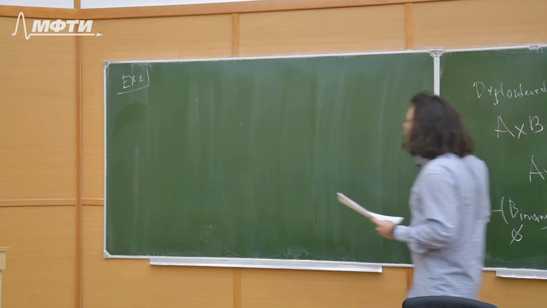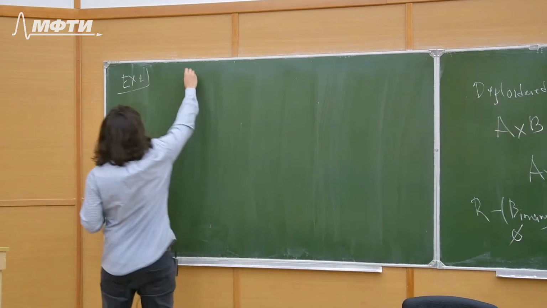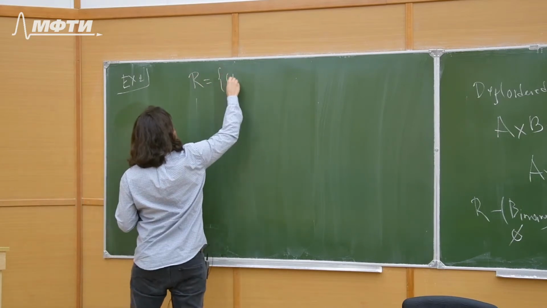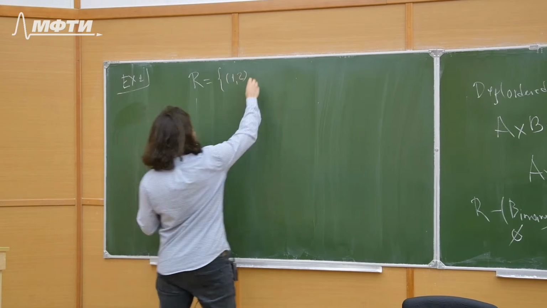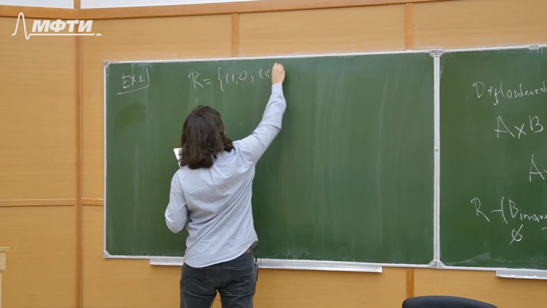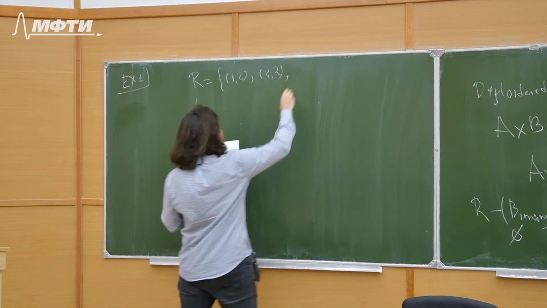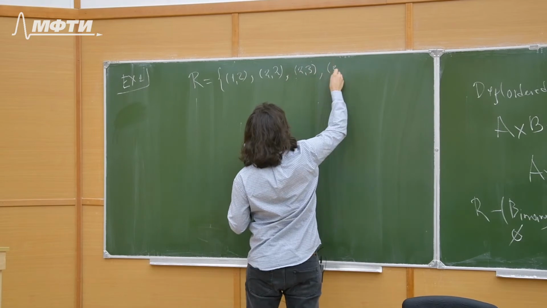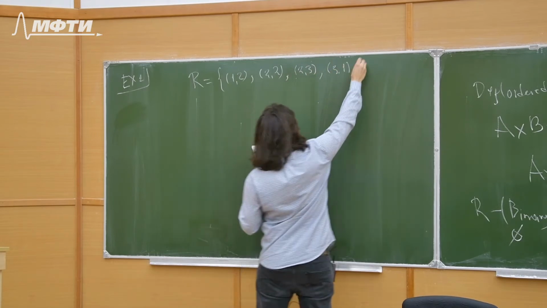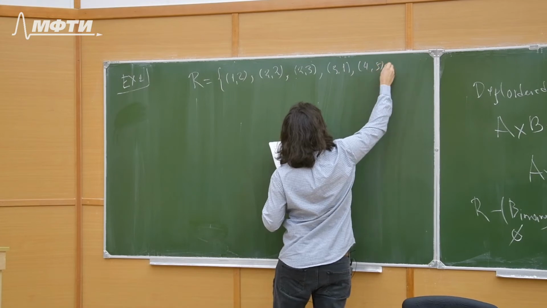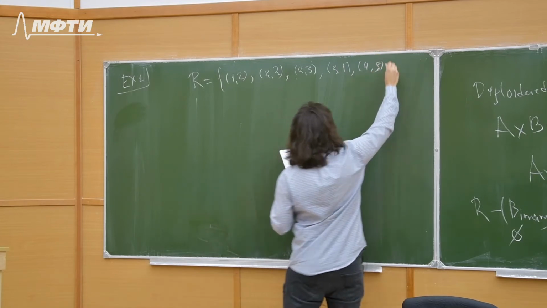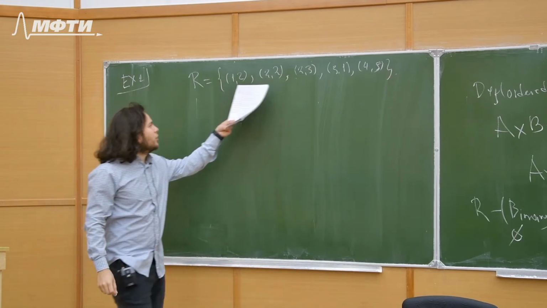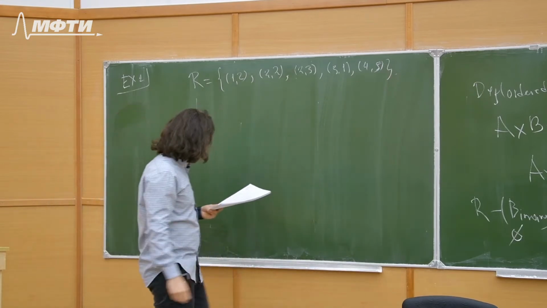So we have the following binary relation R. We have the ordered pairs (1,2), (2,2), (2,3), (3,1), and finally (4,5). So this is R. R is the set of these ordered pairs.